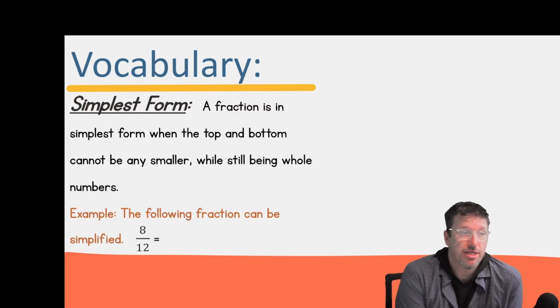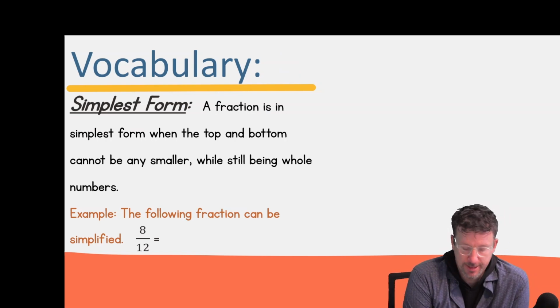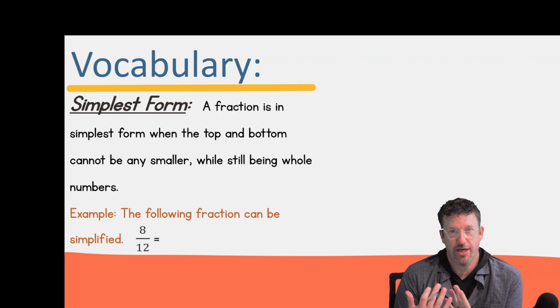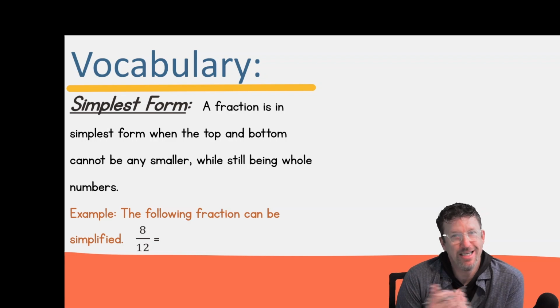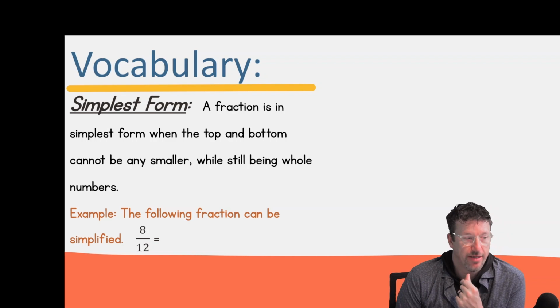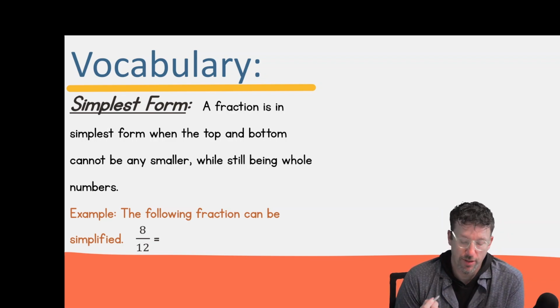So vocabulary time, always with fractions, we want to make sure we understand what simplest form is. Simplest form means it's the fraction where the top and bottom cannot be any smaller while still being whole numbers. So basically, simplest form means it's the equivalent fraction that is in its smallest form and kind of easiest to use, right? So if we take this fraction here and we want to simplify it, you look at it and find out if there's any common numbers that will go into either one of those. And those are called the greatest common factor.